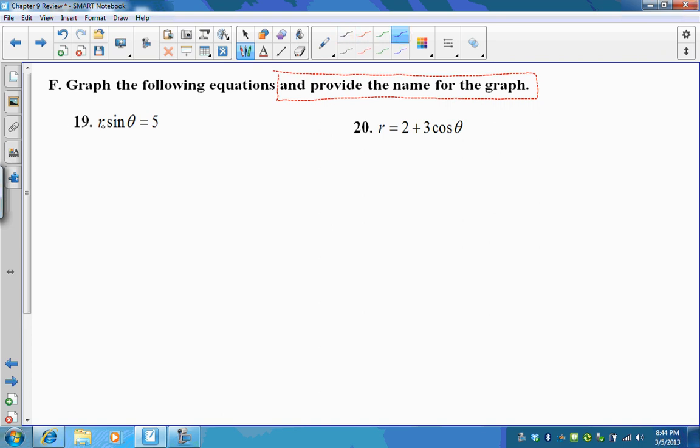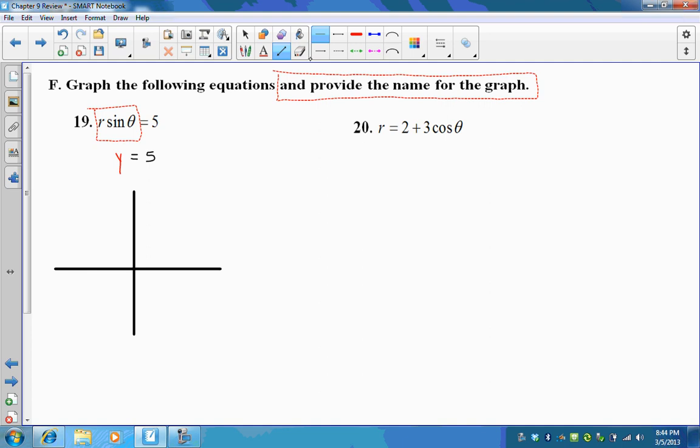Alright, so looking at number 19. Very, very easy problem in disguise. It's r sine theta equals 5. Now, r sine theta, hopefully you remember, is equal to y. So rather than think of this as a polar equation, I'm just going to say this is the graph of y equals 5. Now I'm not even thinking polar, I'm thinking old school rectangular equations.